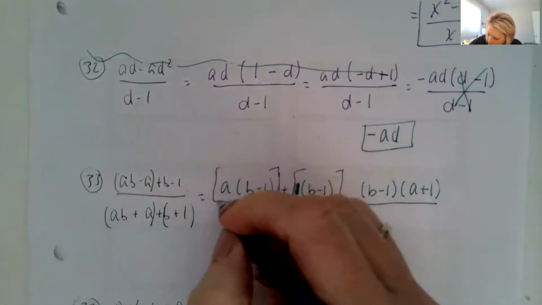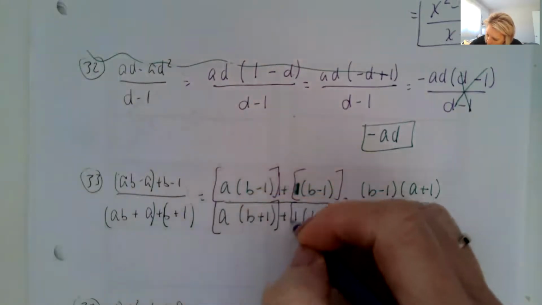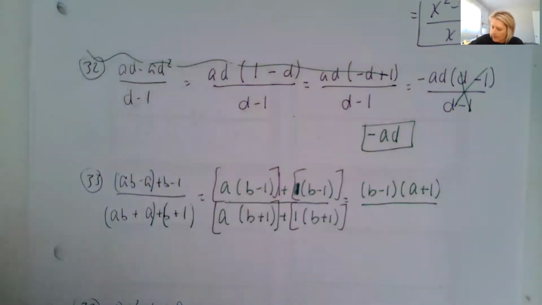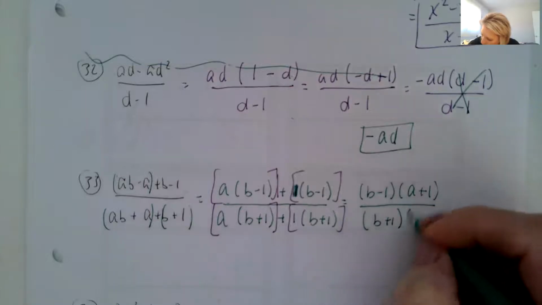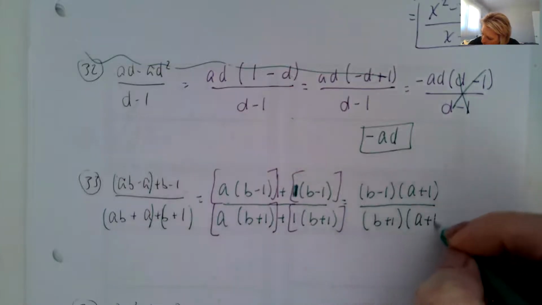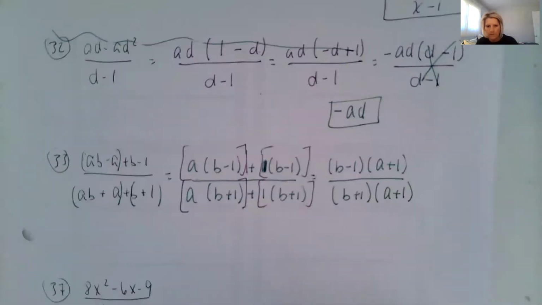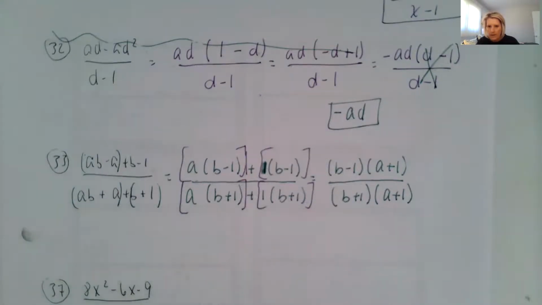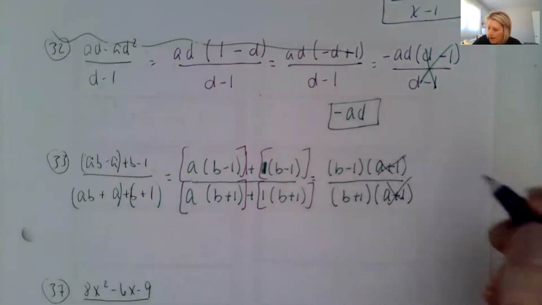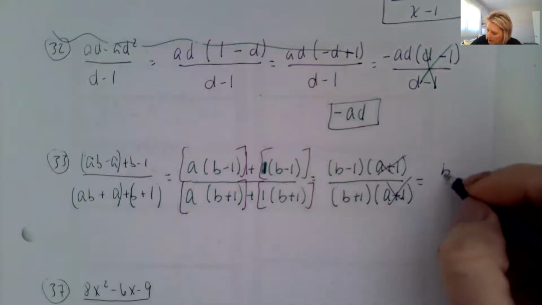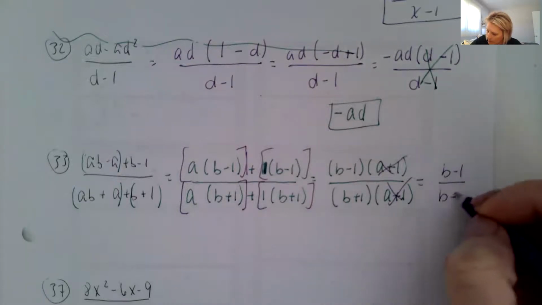Now looking at the big picture, what these two groups have in common is a B plus 1 and an A plus 1. So the A plus 1s are in common. And we have a B minus 1 over a B plus 1.